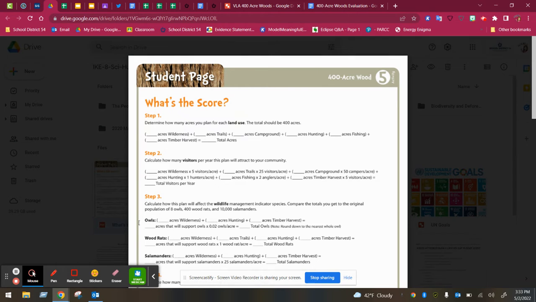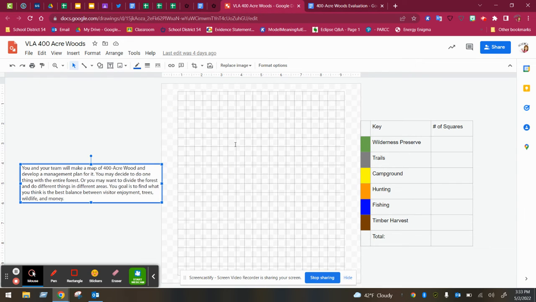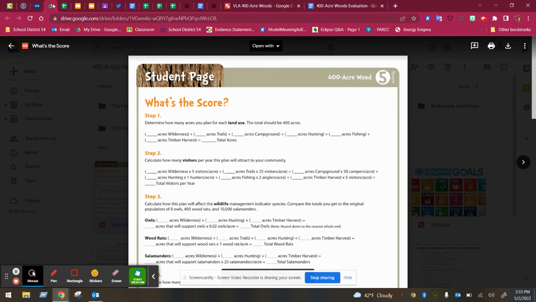So where we left off on Friday. On Friday, you guys took your 400 acres and you counted up how many squares you had of wilderness preserve, trails, campground, hunting, fishing, and timber harvest. And you started doing your calculations for your visitors, for your wildlife. So that was where I had asked you to be on Friday.